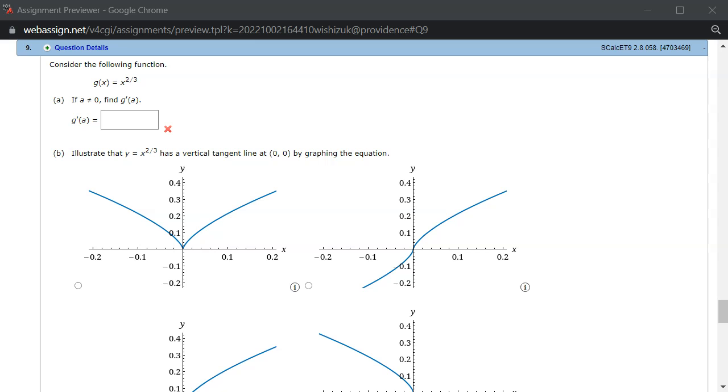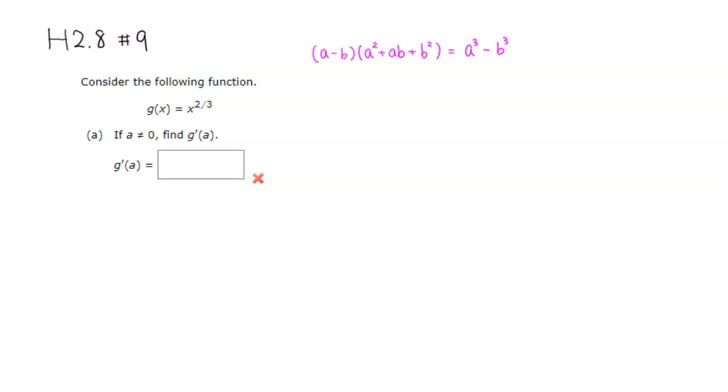All right, let's look at homework 2.8, problem number 9. We want to find the derivative of the given function, g of x equals x to the 2/3 power. So let's do that. We want to find g prime of a, which is equal to the limit as h approaches 0, as usual.